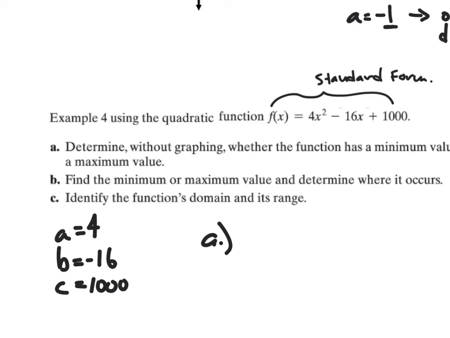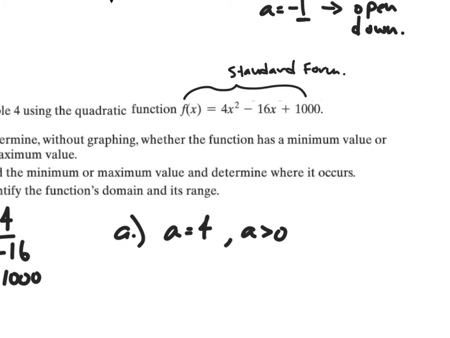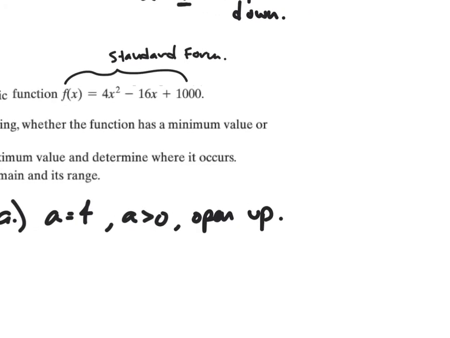In part A, it wants to know whether we have a maximum value or a minimum value. So what I want to do is look at my a value. a is equal to 4, which means that a is greater than 0. That means the graph is going to open up, which means that we're going to have a minimum. Your graph is going to look like this. So what this means is that down here, you have a minimum.